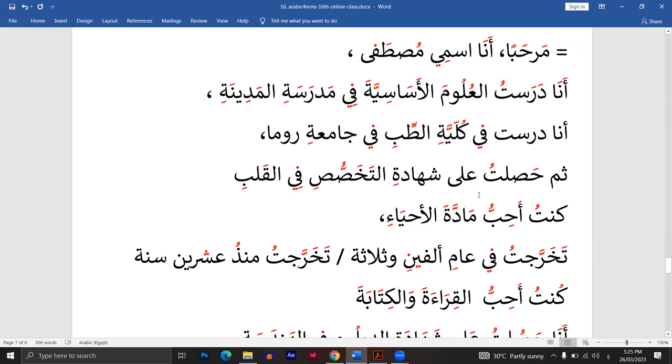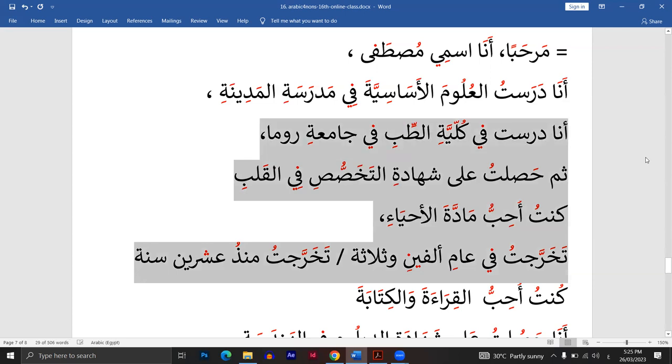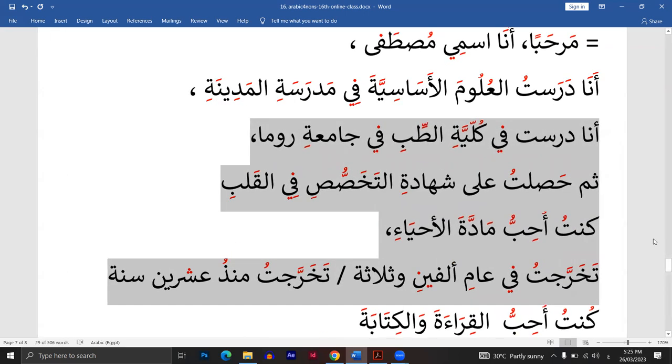Okay, I think it's okay. Is there anything else you would like to add? No, it's okay. Okay, can you read all of them from here to here, all of them once more? Ana darastu fi kulliyat at-tibb fi jami'at Roma. نعم في جامعة روما. So you are supporting AC Rome.